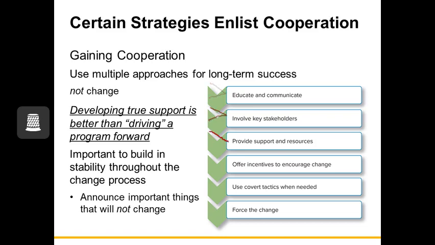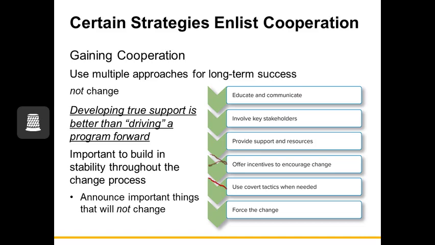All right, then we also want to make sure that we're providing support and resources that are necessary for our employees. We shouldn't impose a change upon them and then not provide them with the tools that they need to be successful. And then finally, we want to offer incentives to encourage the change. All right, there are also some steps that we could take that kind of help to drive the change forward if we're having trouble gaining cooperation.